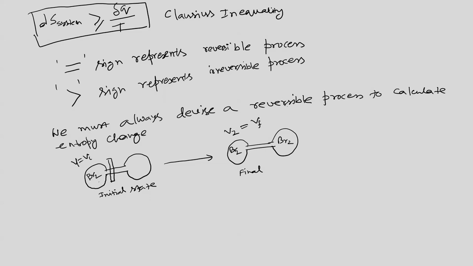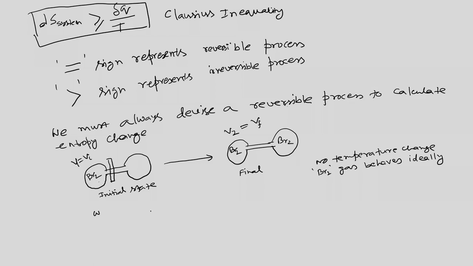Remember, if we remove the stopcock, the gas will spread spontaneously. So this is an irreversible process, right? But how do we calculate the entropy change for this process? Suppose there is no temperature change for this process, and Br2 gas behaves ideally. These are the two assumptions we are making here.